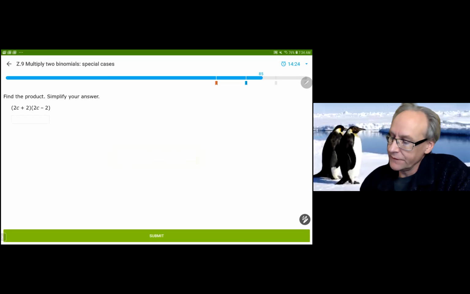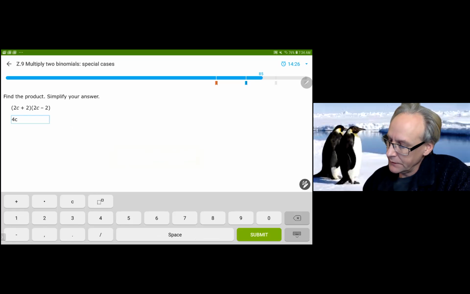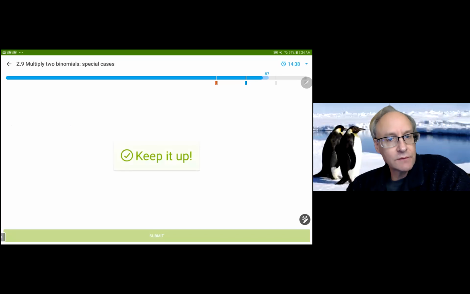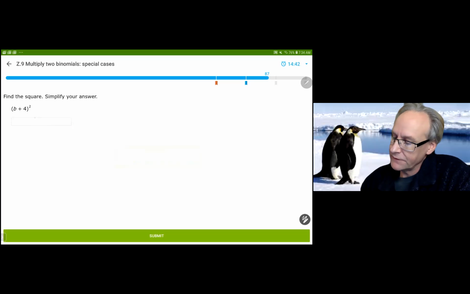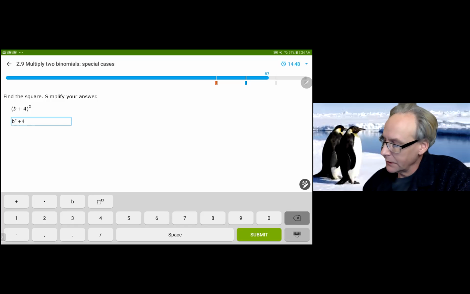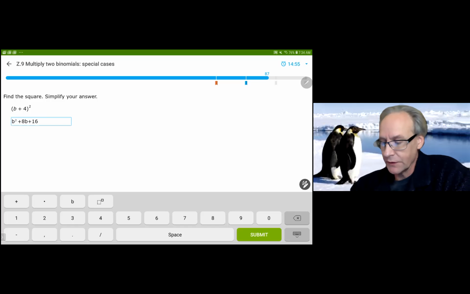This one is going to be a difference of squares. That's going to be 4c squared. And it's going to be a minus. And we have a single term, 4. 2 squared is 4. A squared minus b squared. This one is going to be a perfect square trinomial. We get b squared. Our middle term is double the product, not 4, double, 8b, isn't it? Plus 16. We're not adding the 4s, we're multiplying them.